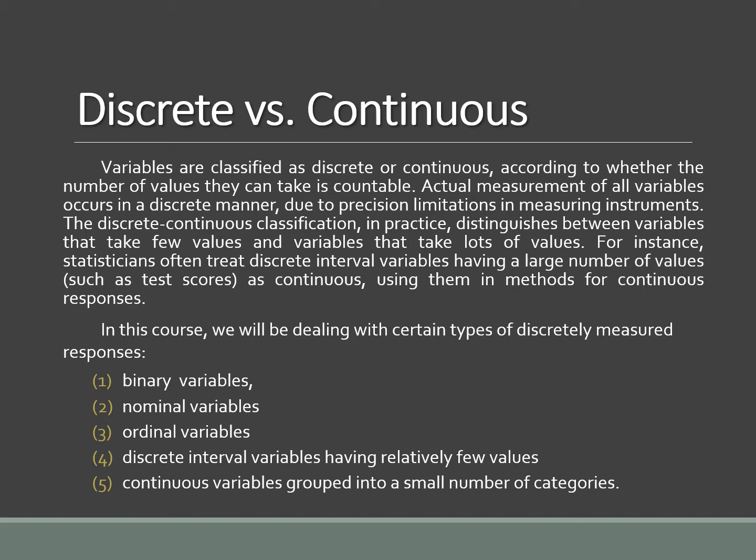And lastly, continuous variables grouped into a small number of categories. As you could see here, technically we are just converting a continuous variable into, say, an ordinal variable, since you will be having groups, but these groups are in a certain order.